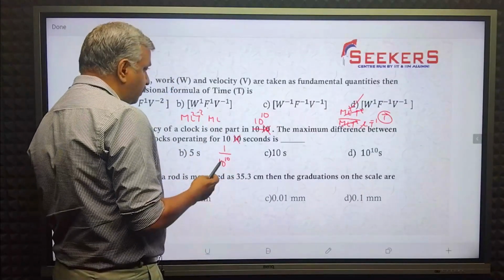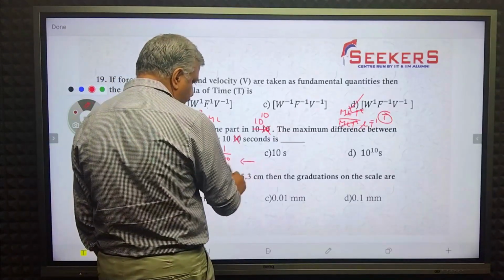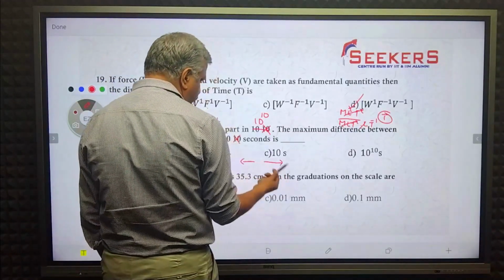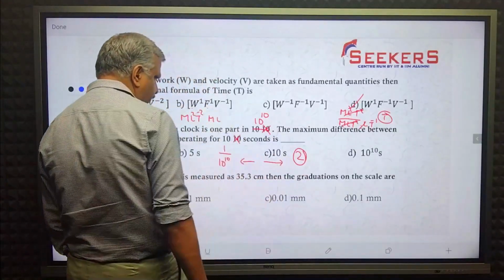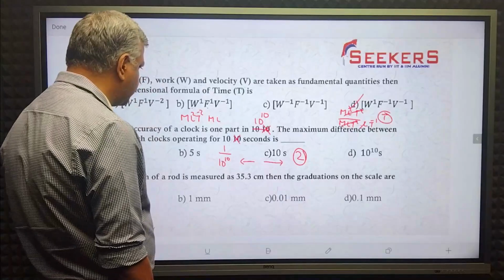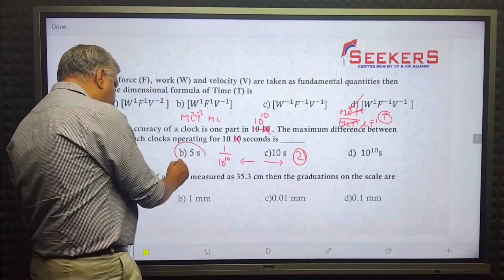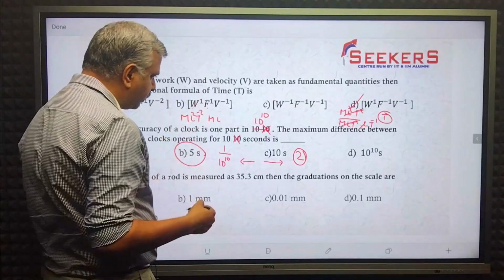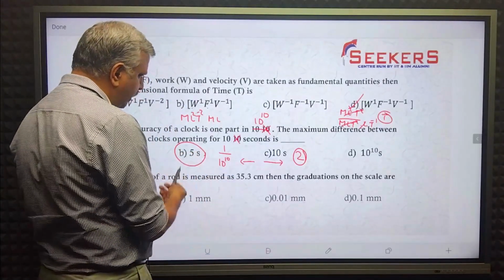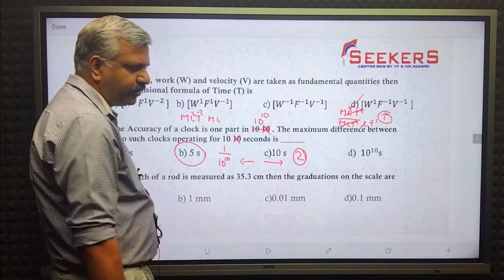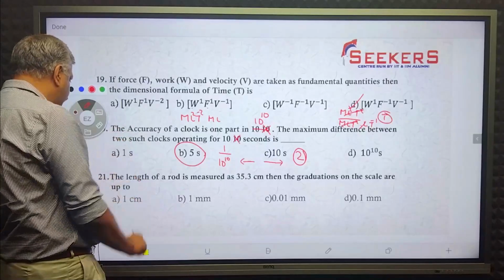They're asking what is the maximum difference between two such clocks. Assume one clock has the error on the left side, and the other clock has the error on the right side, so it will be two parts. Two parts in how much time is the question. None of the options here have two parts, so I will go for 5 seconds, thinking that 10 by 2 is equal to 5. I don't have much logic. I need to relook at the question and rectify the error in it. So we'll leave this. There is some error in this particular question.